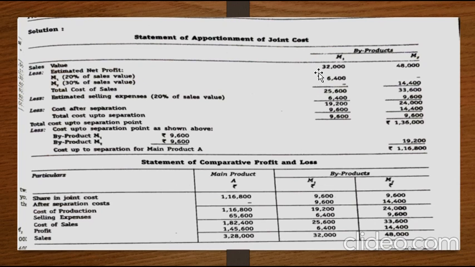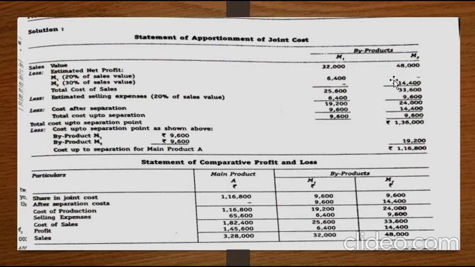So now you will minus your profit from sales, you will get your total cost. So for M1, 32,000 minus 6,400 will give you 25,600, and for M2, 48,000 minus 14,400 will give you 33,600. So you have got your total cost of sales. Next you will minus your selling expenses.